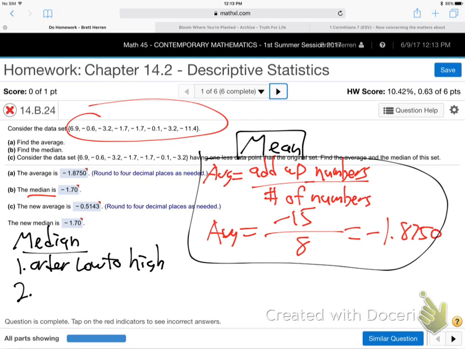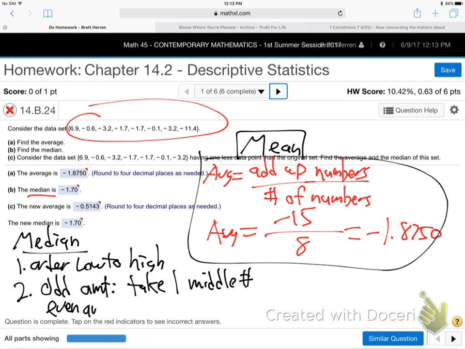And then, if there's an odd amount of numbers, take one middle number. If there's an even amount, do you realize that there'll actually be two numbers in the middle? You ever thought about that?